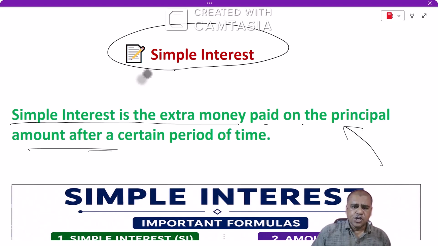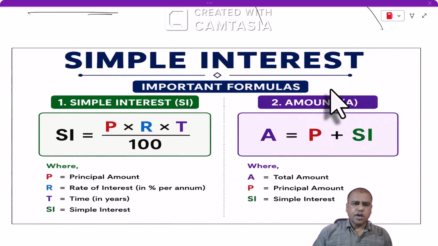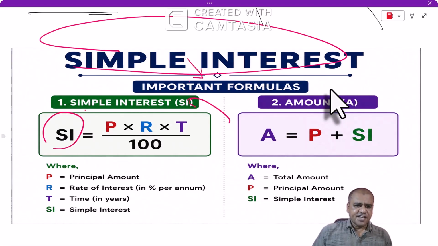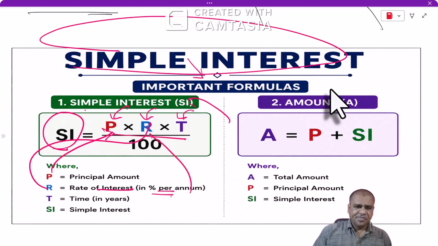The extra money we pay on top of the principal amount is nothing but the simple interest. The formula for simple interest, which is very important: simple interest, denoted by SI, is equal to P into R into T divided by 100, where P is the principal amount, R is the rate of interest in percent per annum, and T is the time in years.